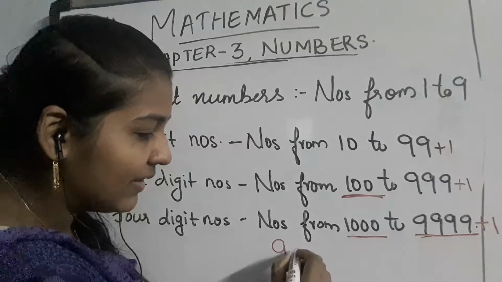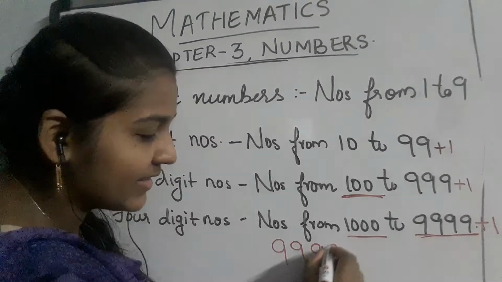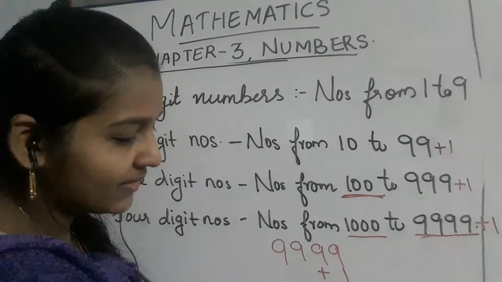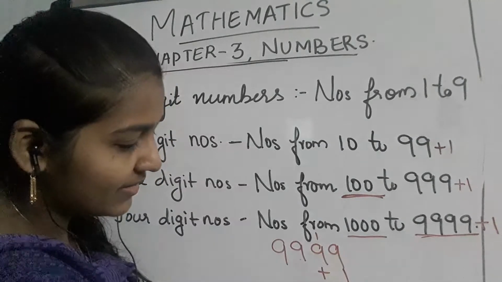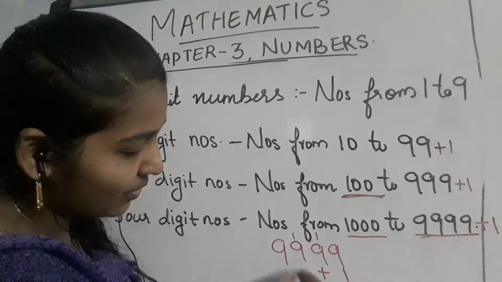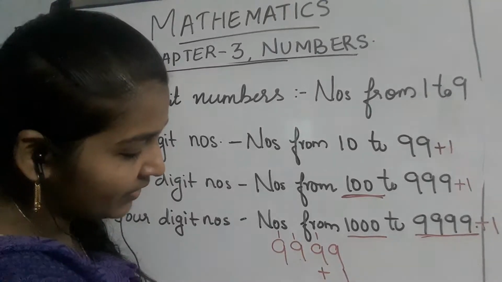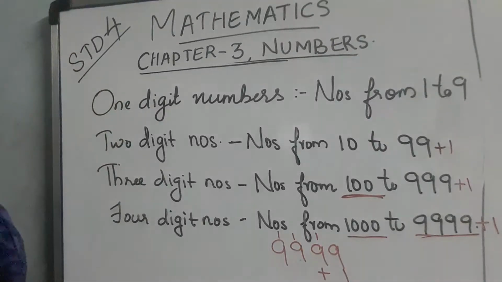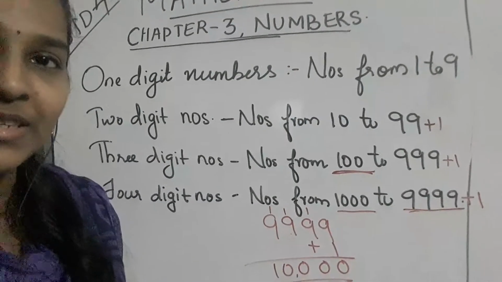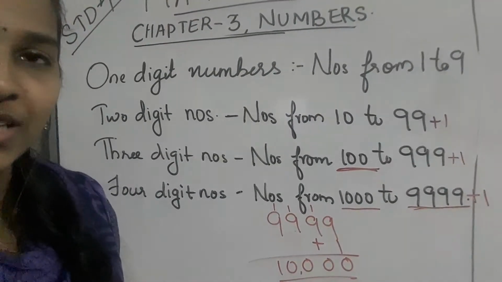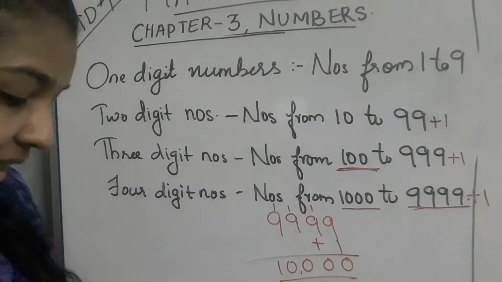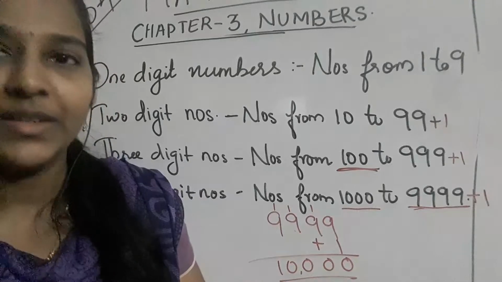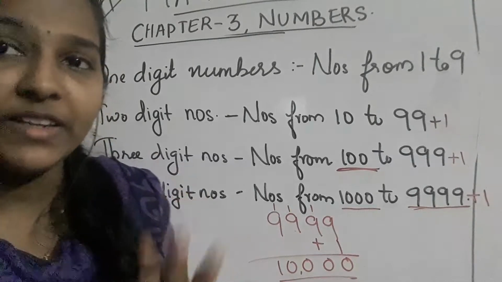Let's do 9999 plus 1. 9 plus 1 is 10, carry 1, and so on. So, which number did you get? It's 10,000. The number is 10,000. And the number 10,000 is a 5 digit number.